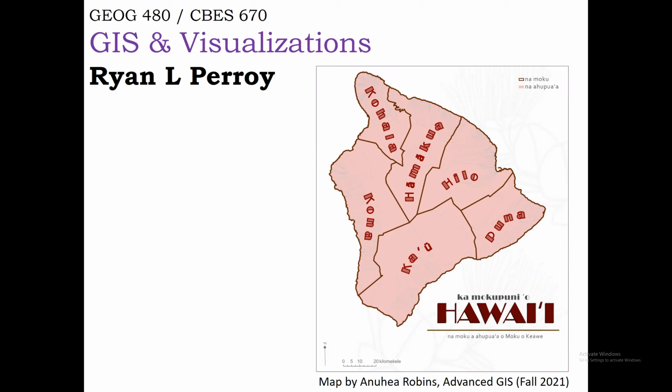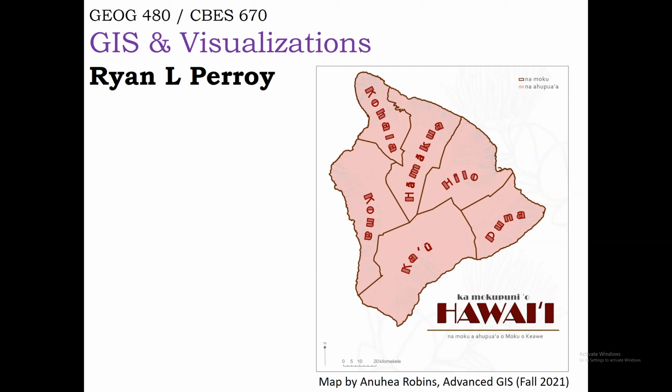I've popped up this map. This was actually created by a student last semester in the advanced GIS class as part of a geovisualization exercise we were working on. And Anahea Robbins, she's actually a TCBS student. But she made a series of these maps for the different islands. There's some really nice stylistic elements to these.